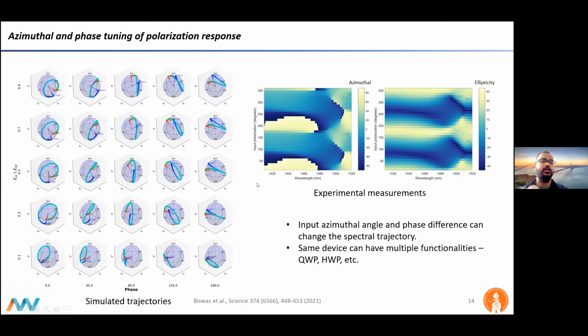And these are all simulated trajectories, and we also experimentally verified that we do indeed get this 180 degrees periodicity in the measurements. So these are azimuthal and elliptical measurements where we did get this exact match with the results that we simulated. And the simulations were actually done to closely match the resonance frequency of this device and the other conditions. But we do have a nice designer platform where we can use the same device to have multiple functionalities by just changing the input conditions.